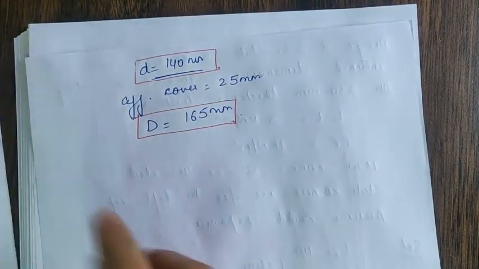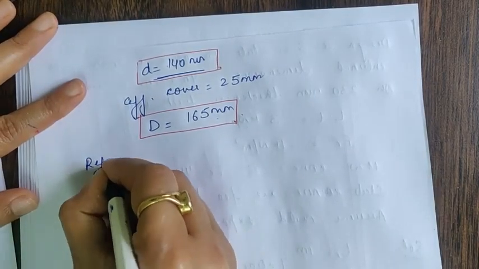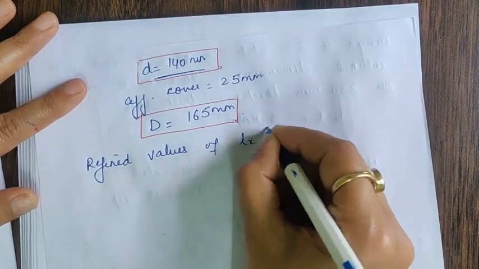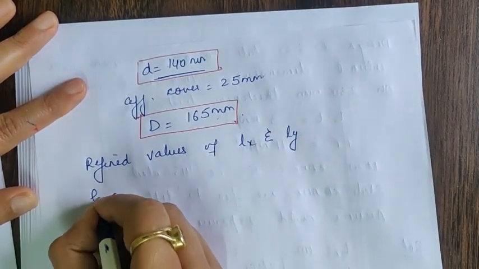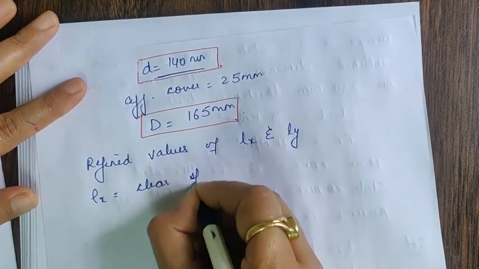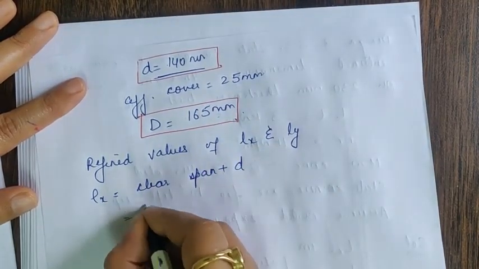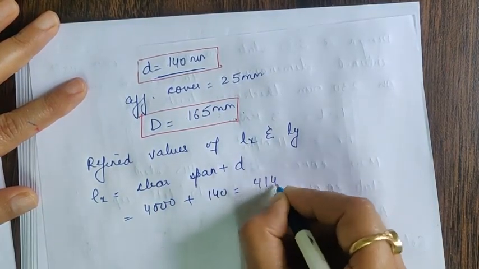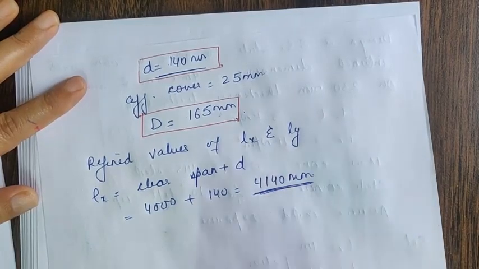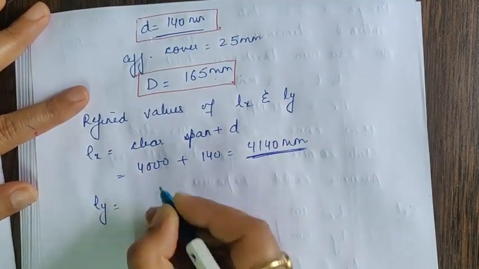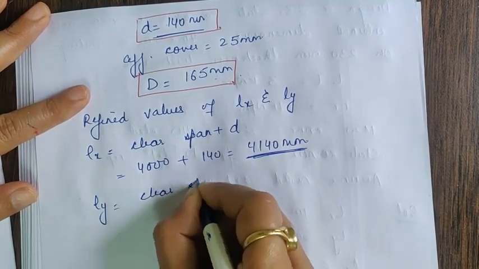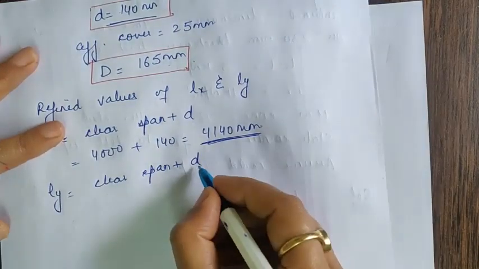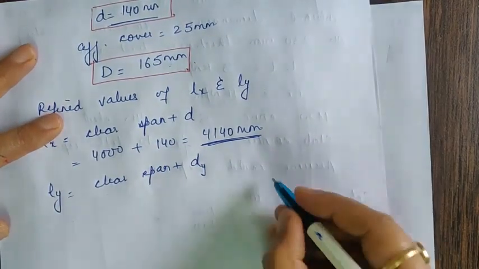Now I'll do the refined values of Lx and Ly. Now Lx will be clear span plus effective depth, that is 4000 plus 140, that is 4140 millimeters. Similarly, how much will be Ly? It will be clear span for Ly plus effective depth for Ly. Now, in order to understand this, how much will be effective depth for the y-axis?